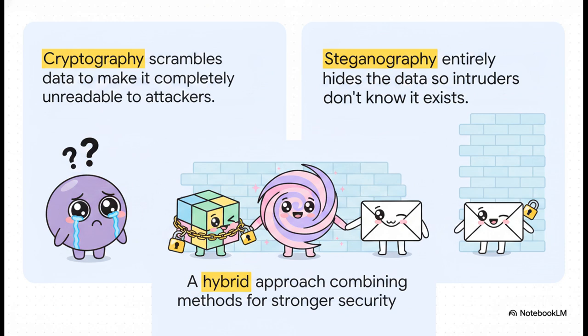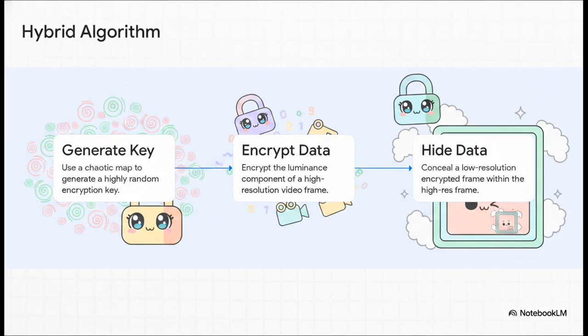Cryptography scrambles a message to make it unreadable. The attacker knows the data is there, right? They just can't read it without the key. Steganography, on the other hand, hides the message entirely, so the intruder doesn't even know it exists. The researchers decided that the ultimate security for H.264 video would be to use chaos mathematics to do both of these things simultaneously. So let's break down this hybrid solution into 3 simple steps.